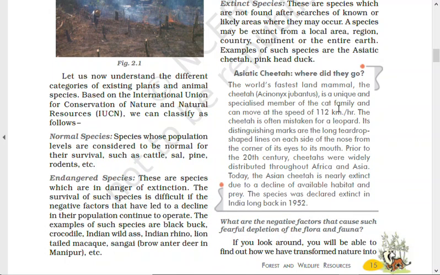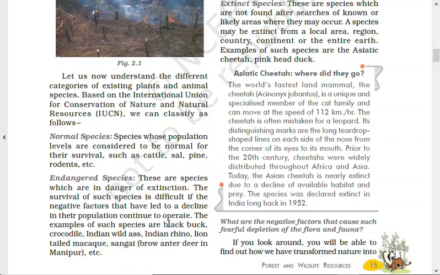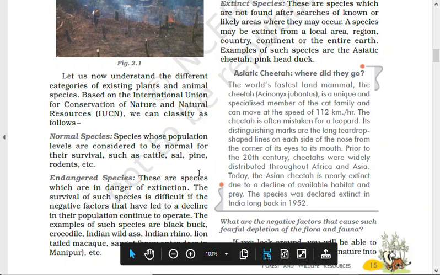And one or two are okay, but others are a little confusing. So we have to be clear, and we have to find the hairline difference between the others. So normal species are the quite normal species whose population levels are considered normal for their survival, such as cattle, sal, pine, rodents, etc. They are very common. So those are the normal species.